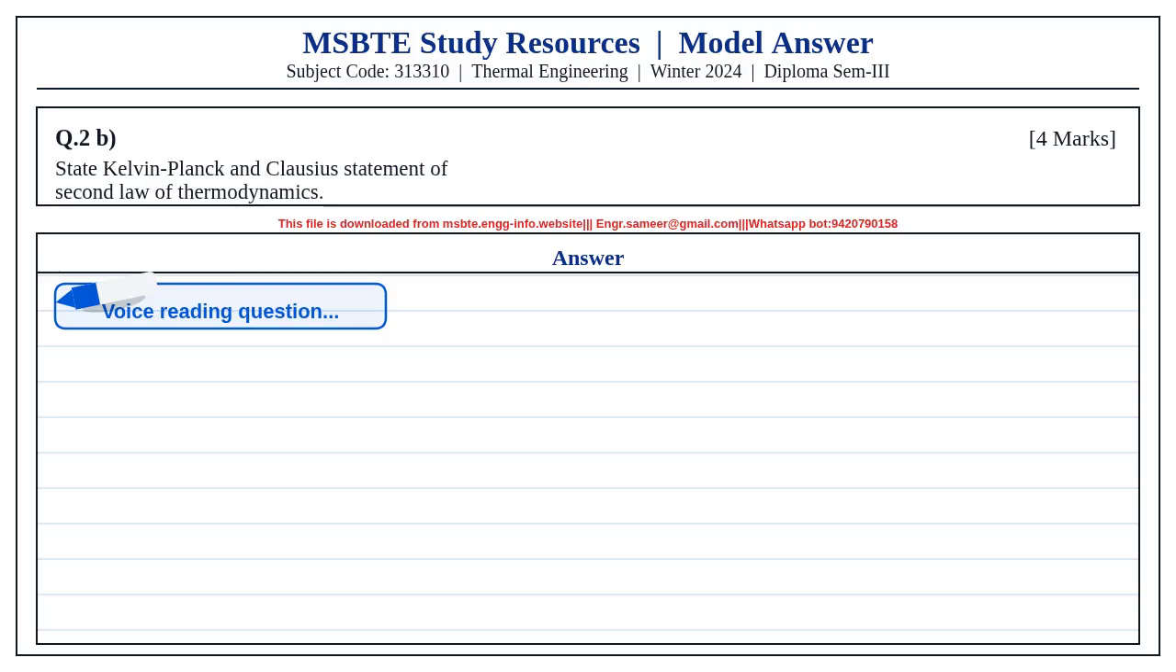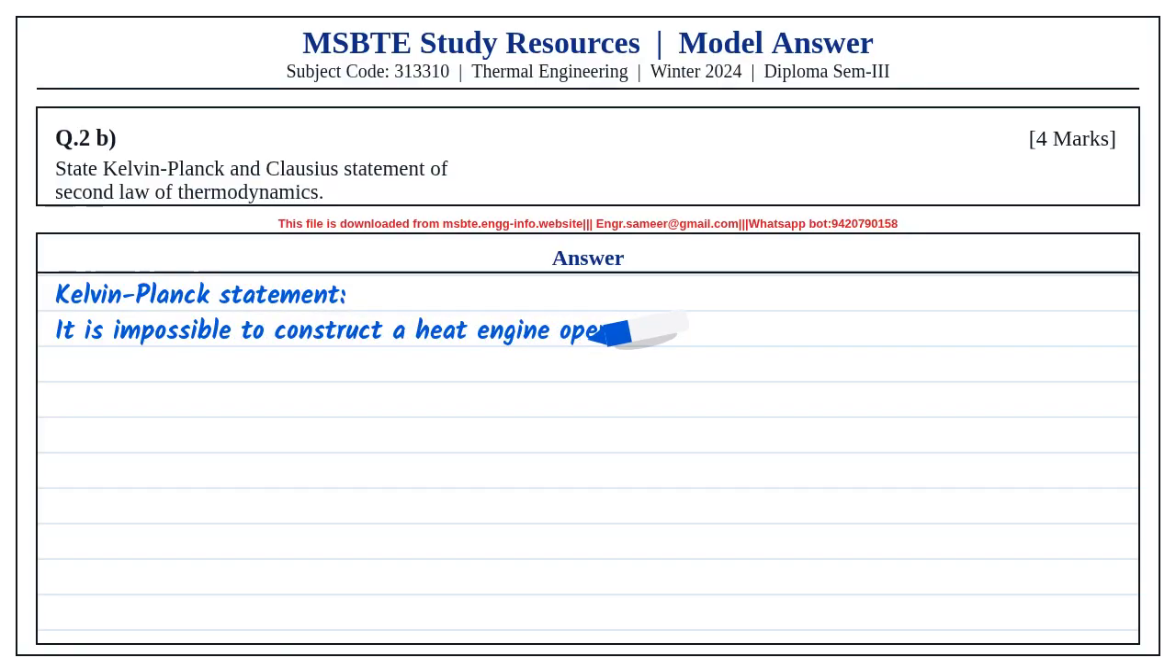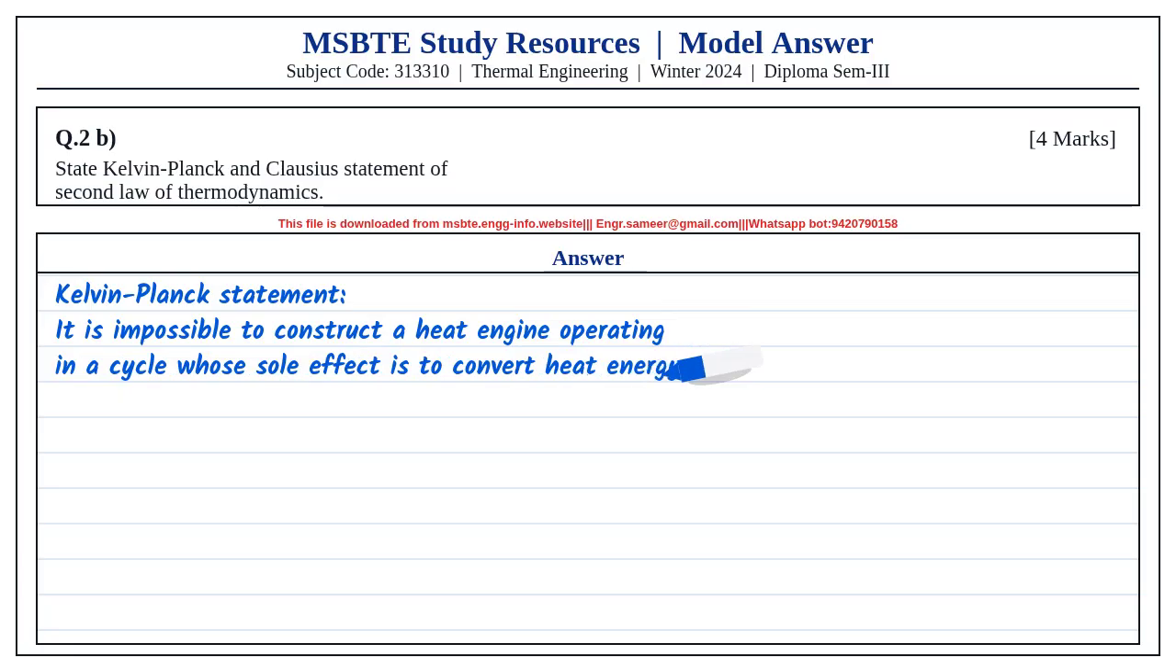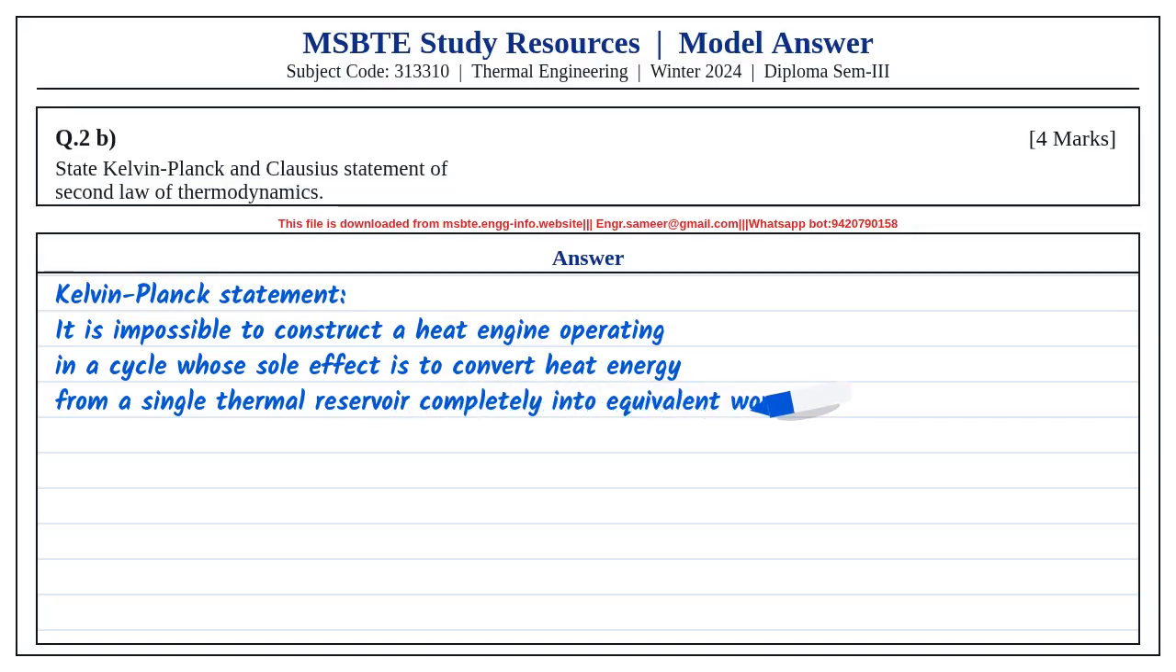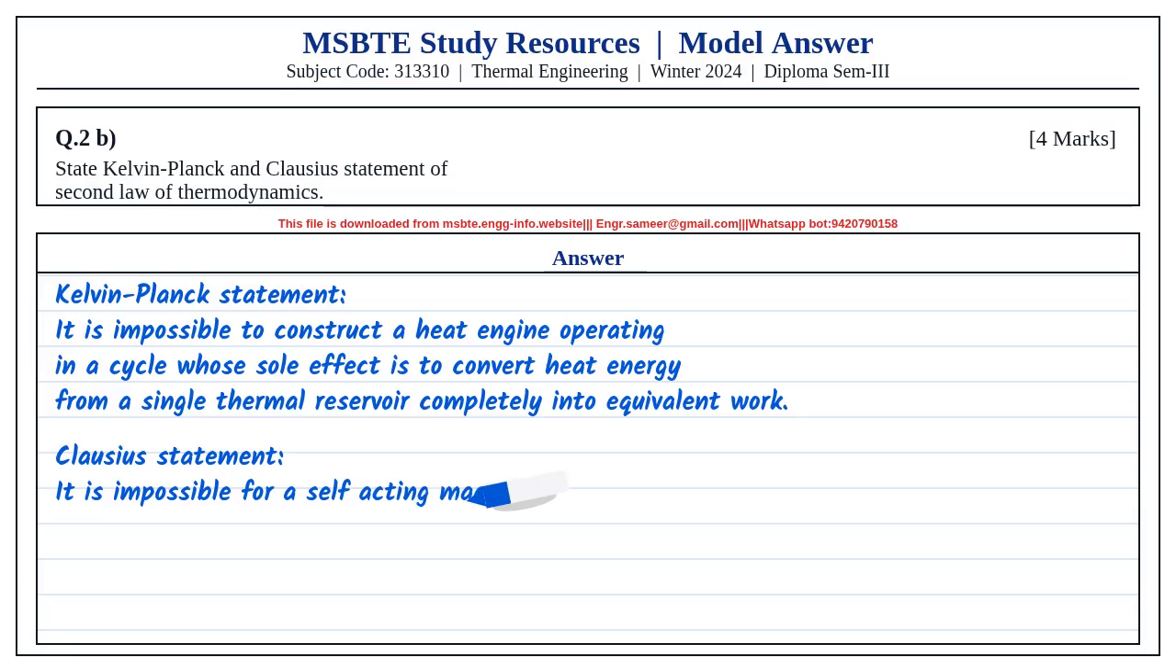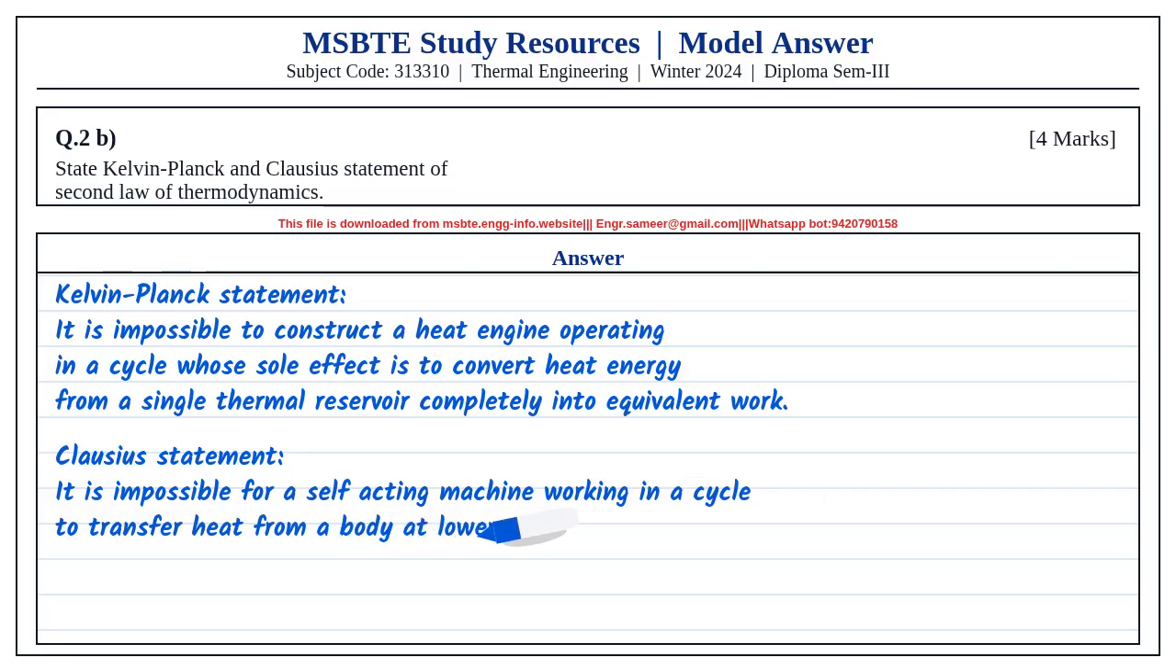Question 2b. State Kelvin-Planck and Clausius statement of second law of thermodynamics. Kelvin-Planck statement says that it is impossible to construct a heat engine operating in a cycle whose sole effect is to convert heat energy from a single thermal reservoir completely into equivalent work. Clausius statement says that it is impossible for a self-acting machine working in a cycle to transfer heat from a body at lower temperature to a body at higher temperature without external work.